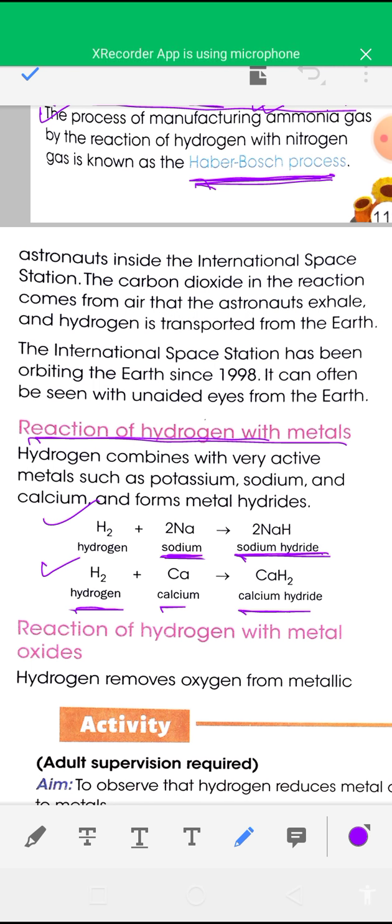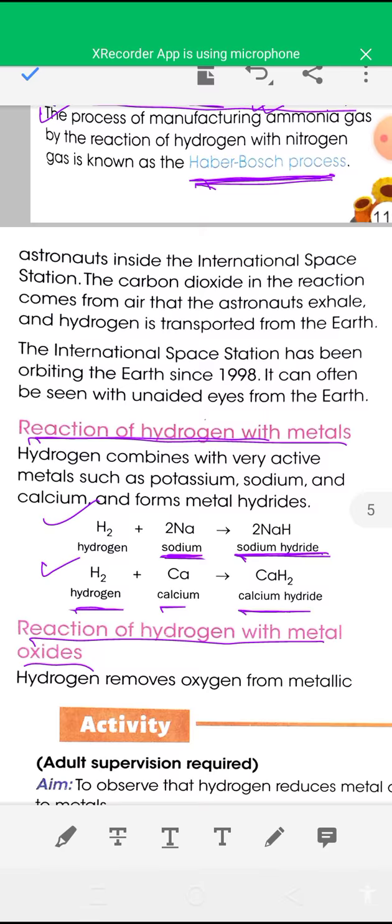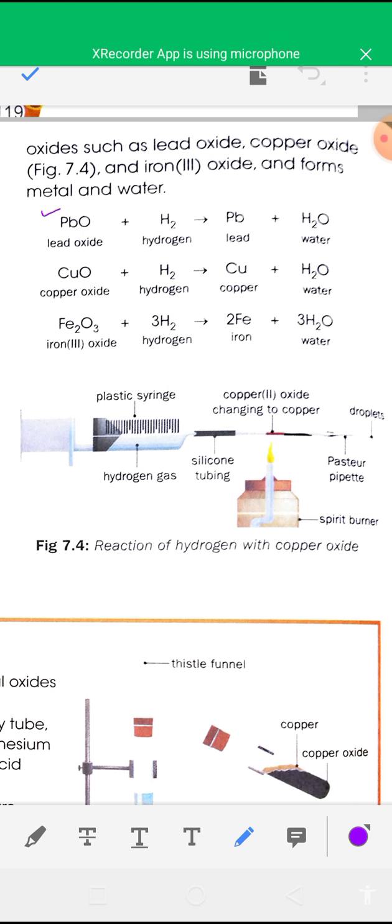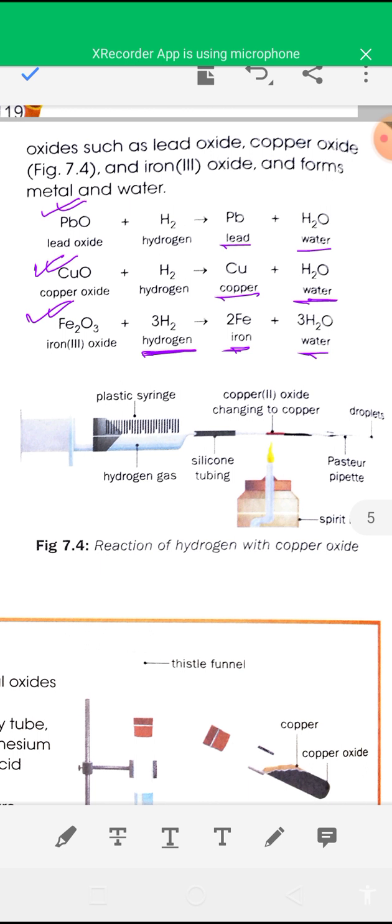Reaction of hydrogen with different metal oxides. For example, when hydrogen reacts with lead oxide, you will get lead and water. When hydrogen reacts with copper oxide, it is reduced to copper and you will get water. When iron oxide is treated with hydrogen, you will get iron and water. So these are the reactions between hydrogen and metal oxides.